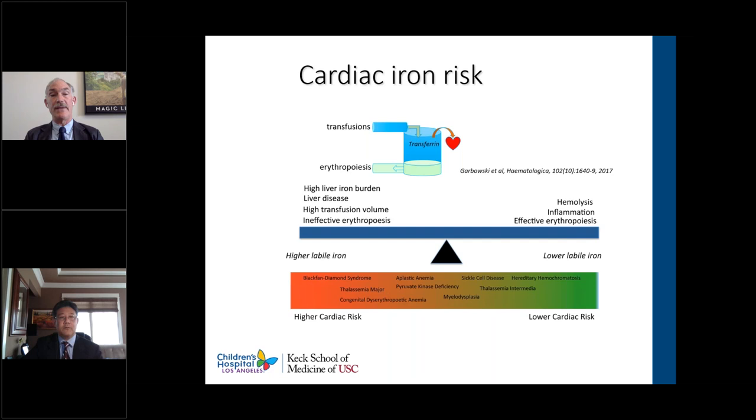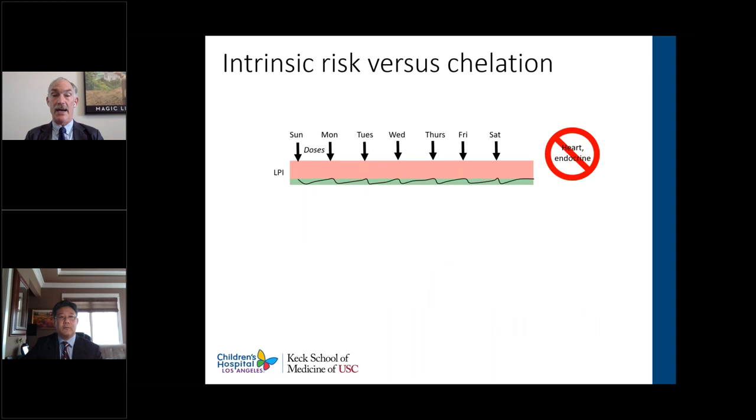Now, obviously, there is an interaction between this intrinsic risk and what the patient actually is doing with their iron chelation. So this schematic represents a patient taking deferoxamine therapy 7 days a week. The green is the safe level of NTBI or LPI. I have used those terms somewhat interchangeably, and in that situation, even though he's at risk, he won't develop heart and endocrine iron.